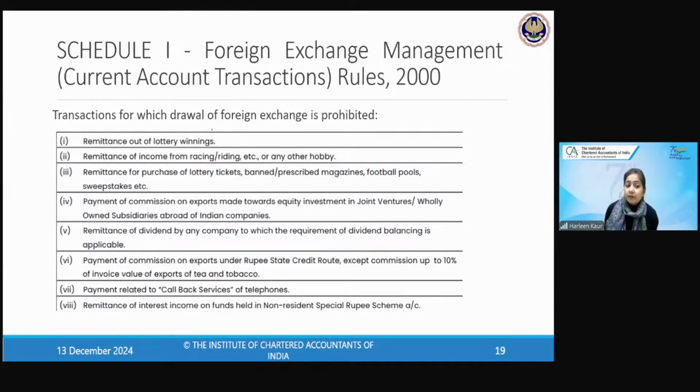After that, the third point is similar: lottery tickets, banned magazines, something which is banned in your country. You try to purchase it from another country and now you're remitting foreign exchange for that. That is strictly not allowed. Football pools is also a kind of game that you're investing in. It is a game in UK where you win and lose. Sweepstakes is again where you are just putting at stake. You are winning the money by luck. Whatever you are winning, you cannot exchange foreign exchange for these kinds of transactions. It's strictly prohibited.